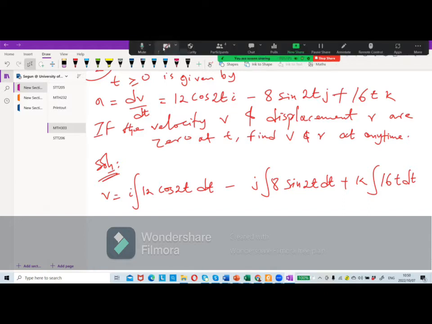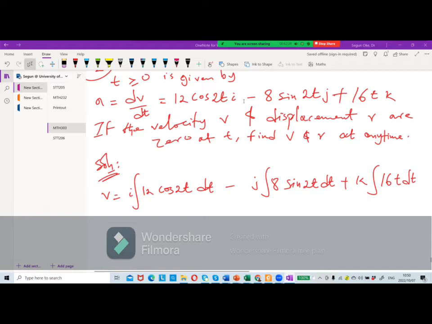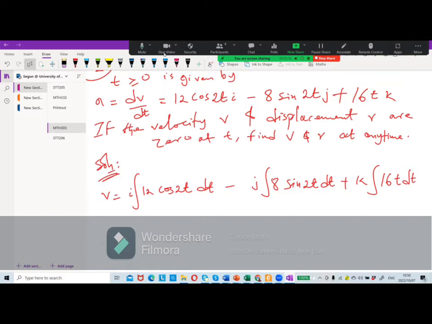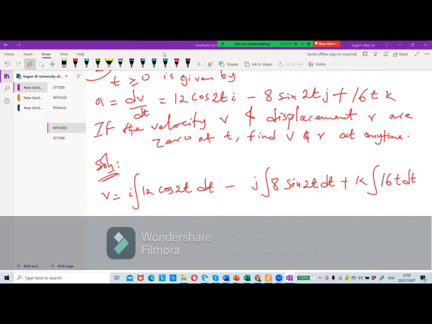Sorry, guys. Have you finished it? Are we there? Yes, sir. So what's the final answer for this? So the final answer is v is equals to 6 sin 2t i plus 4 cos 2t j plus 8t squared k, plus c. No, remember the question, read the question again.